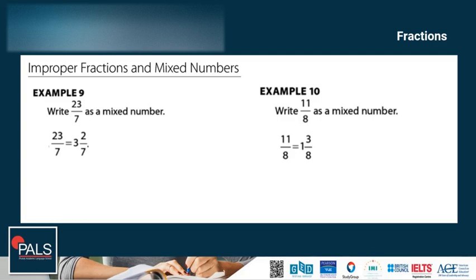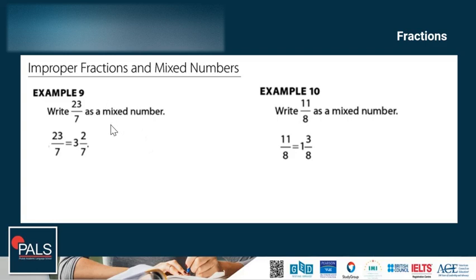And now let's proceed to improper fractions and mixed numbers. Changing improper fractions to mixed numbers and mixed numbers to improper fractions. Let's consider the examples on the screen. Example 9, write 23 over 7 as a mixed number.